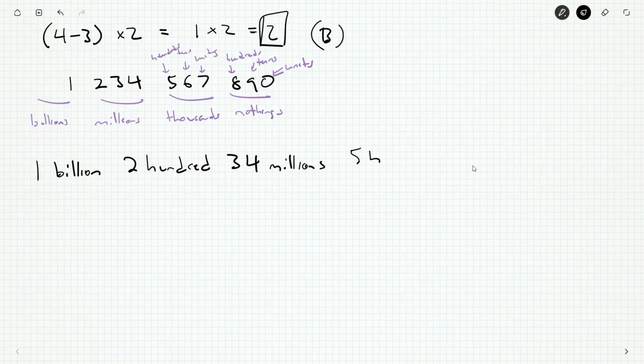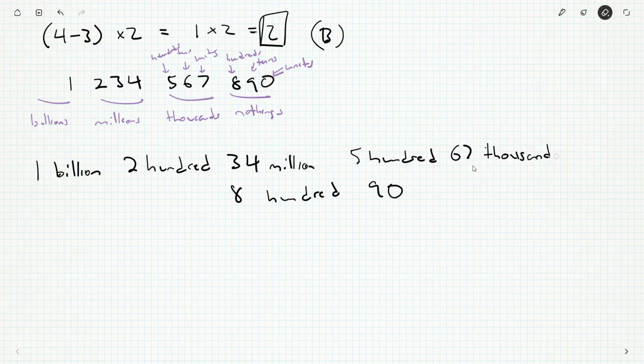Then we have 500. And then 6 tens, 7 units, but we tend to just say 67 thousand, because once we hit the units, we say the group name. And then we have 800, and then 90, and there's nothing left to say, so we're just done. And that's how we would read this one out: 1,234,567,890. The S's shouldn't technically be here if we're speaking properly. Okay, great. You've refreshed me on how we read numbers.